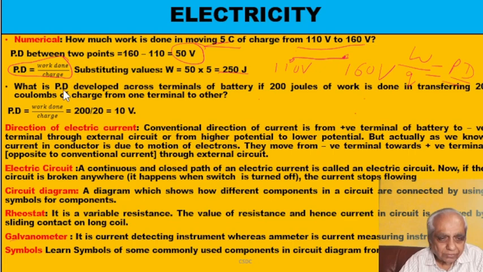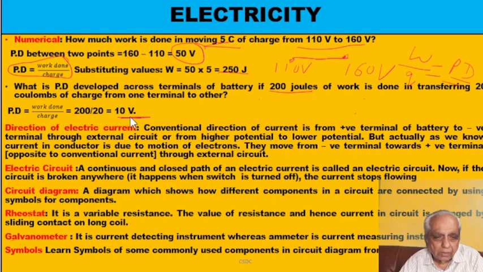Next, what is the PD developed? So now it is asking V, PD developed across the battery. Now work done is 200, and the charge transferred is 20. So work done upon Q is PD. Now work done is 200 and coulomb is 20. So 200 upon 20 will give 10 volt. So the potential difference was 10 volt.